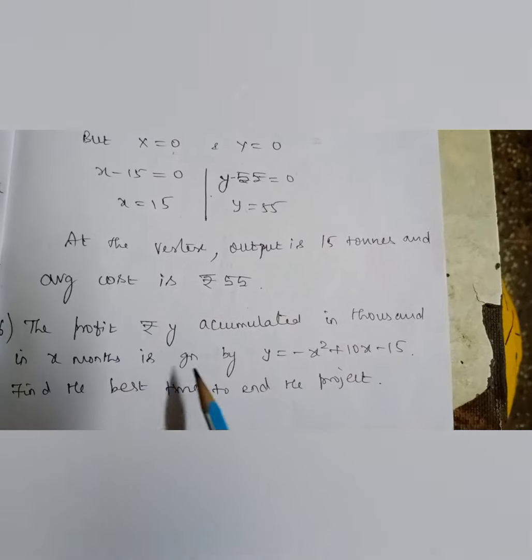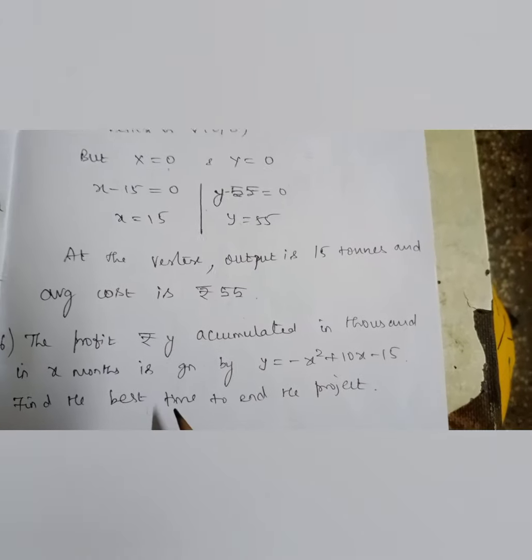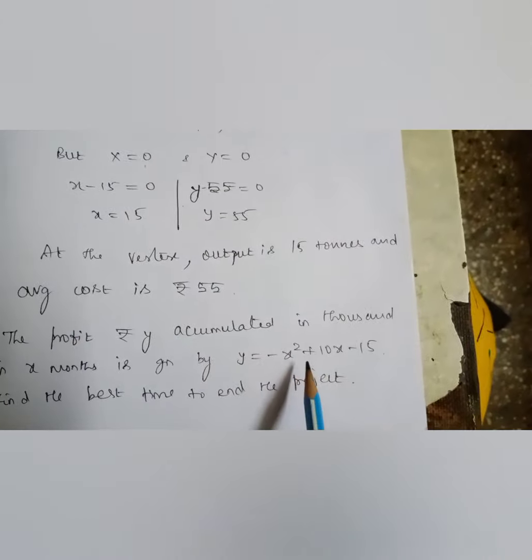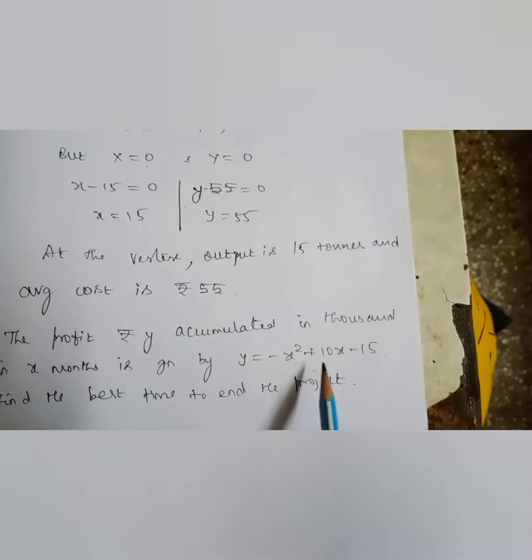The profit y, in rupees accumulated in 1000, in x months is given by y is equal to minus x square plus 10x minus 15. Find the best time to end the project. So what will we do? We'll go ahead with the equation of the parabola. It is having x square here, so obviously it is going to be x square is equal to 4ay or x square is equal to minus 4ay. So I'll take the x square and x term to one side, y and the constant to the other side.